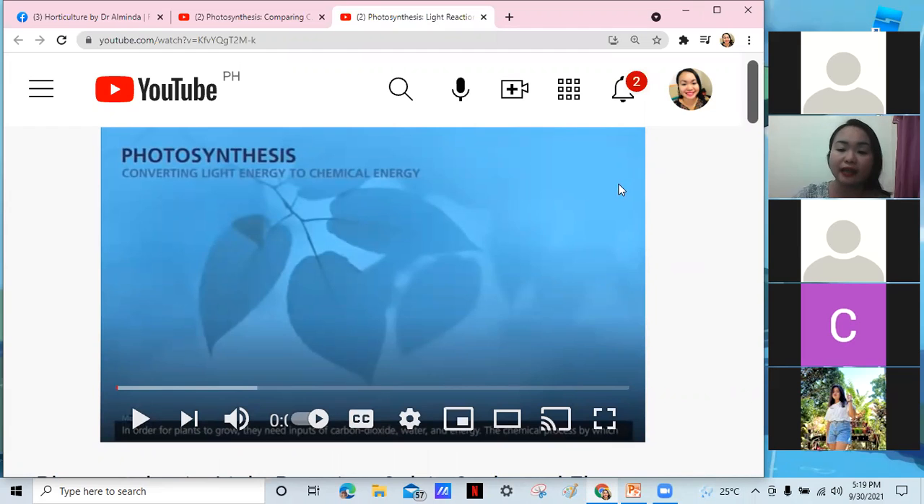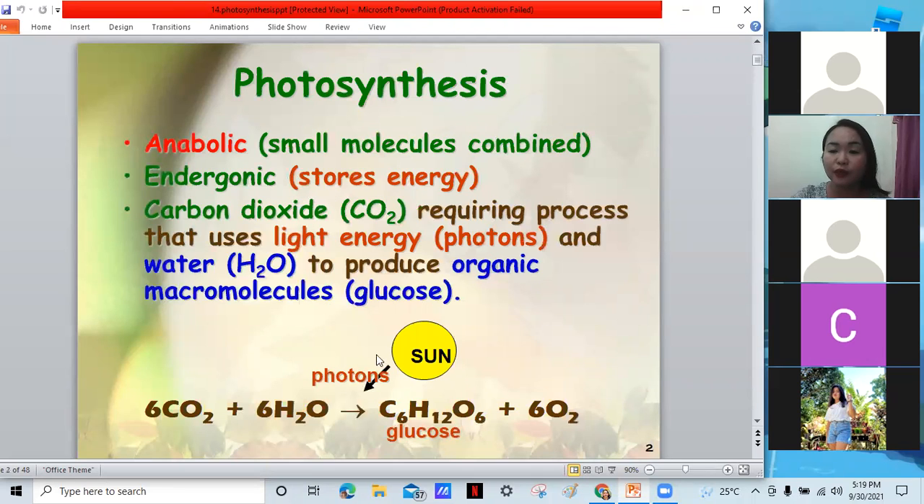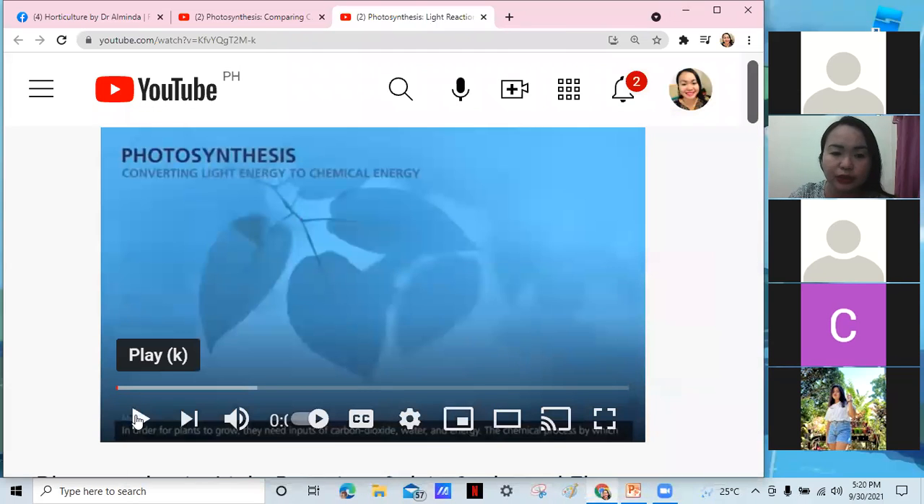In our formula earlier, we have known that in photosynthesis, plants use the photons or energy from the sun to convert water and carbon dioxide into glucose. So does it mean that photosynthesis does not occur without light? Yes or no? Let's try to watch this to answer the question.